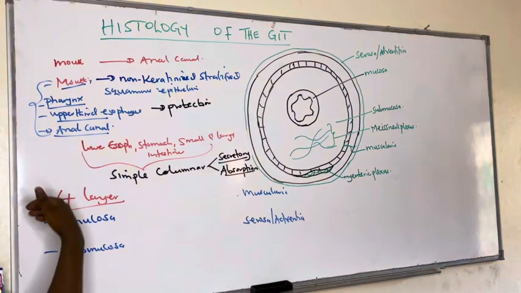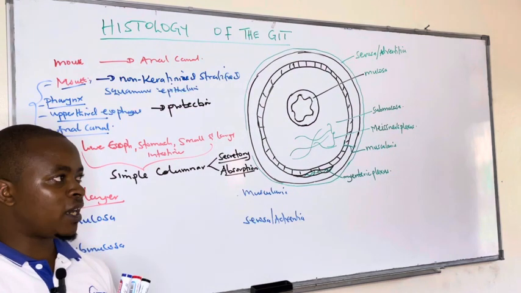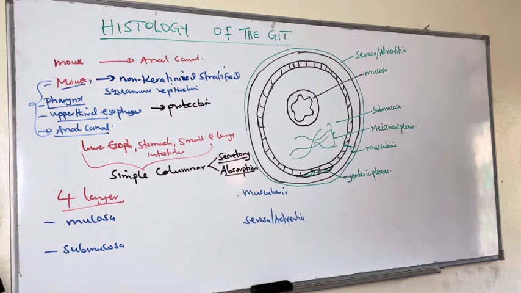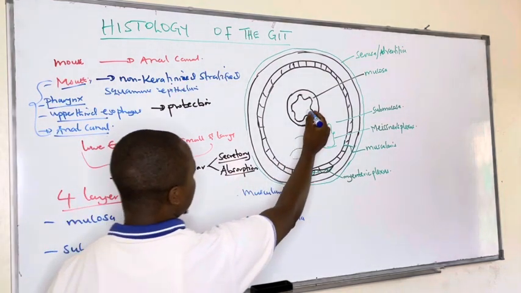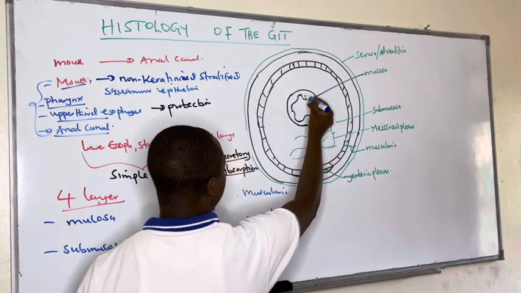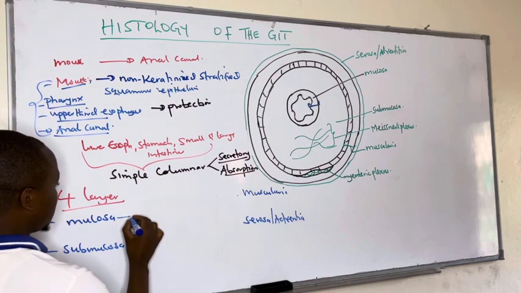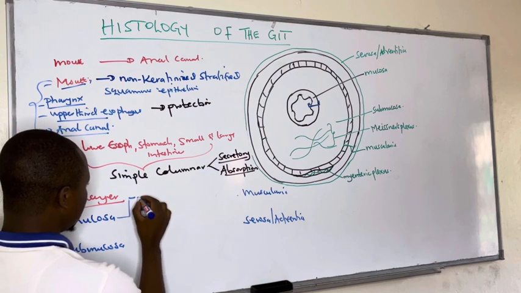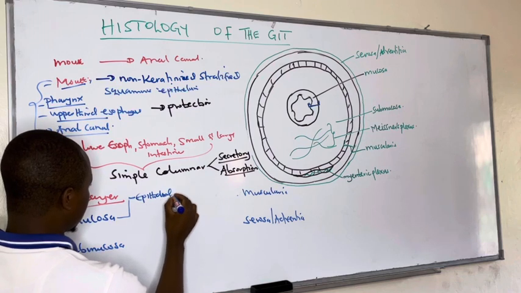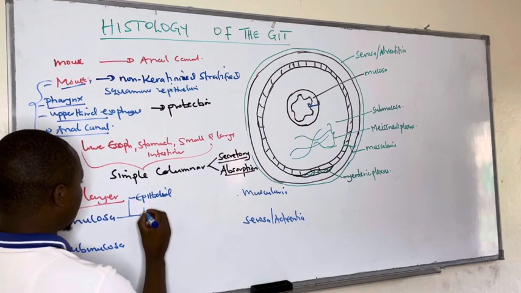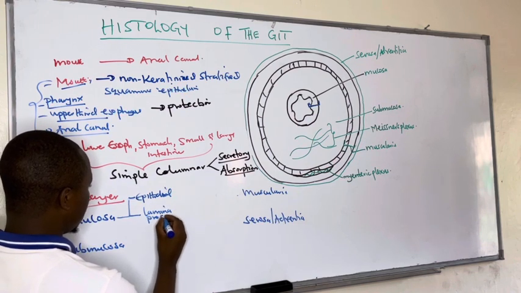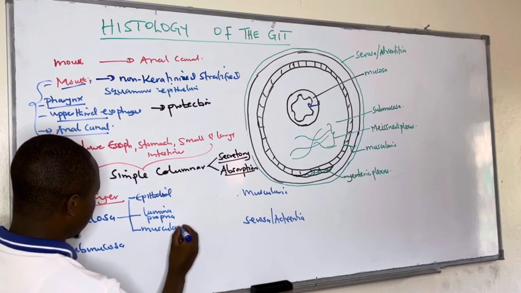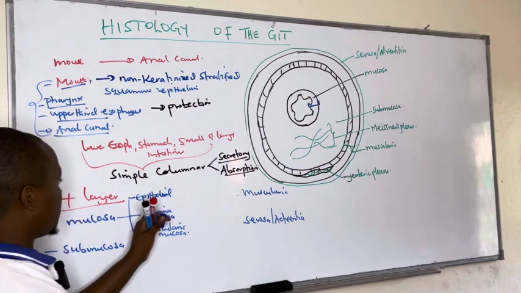We see these 4 layers, with the exception of the mouth and the pharynx. The esophagus, the stomach, the small intestine and large intestine have these 4 layers, whereby the first one is the mucosa. And the mucosa is what we are showing in this diagram from here up to here. This mucosa layer is divided into 3: we have the epithelium, or the epithelial lining, we have the lamina propria, and we have the muscularis mucosa.